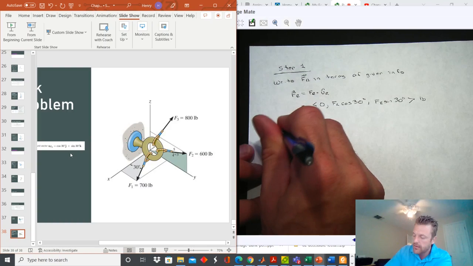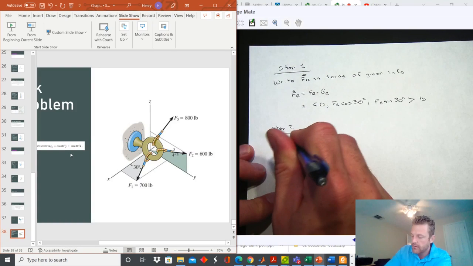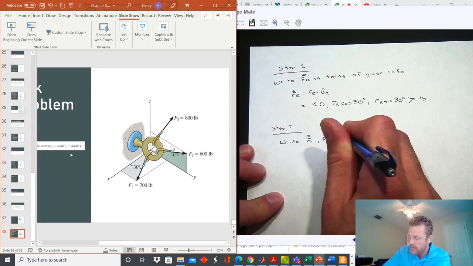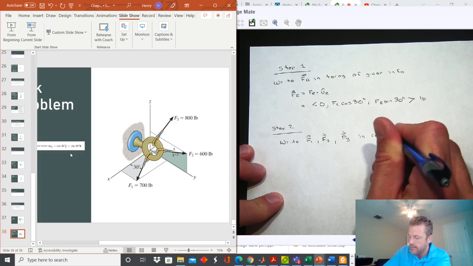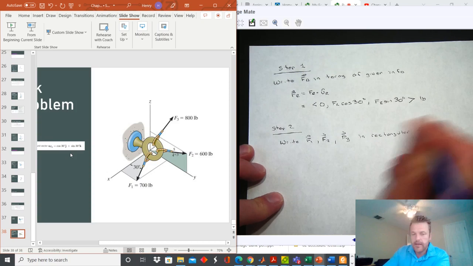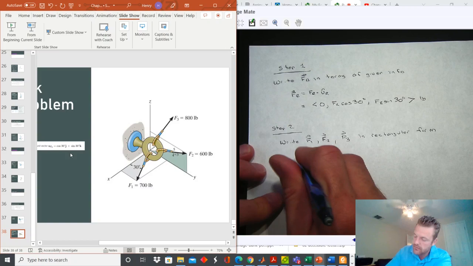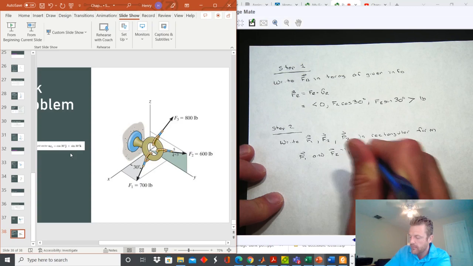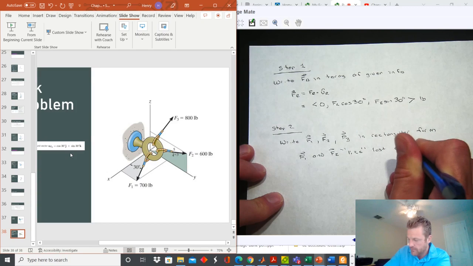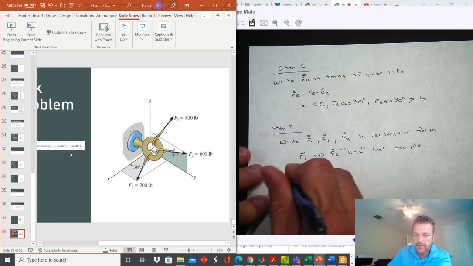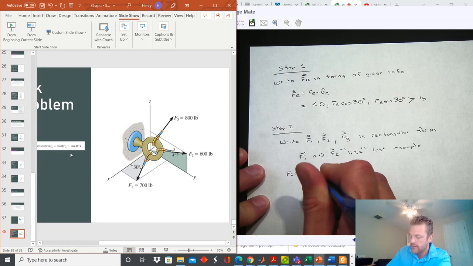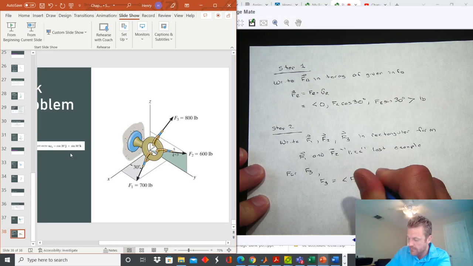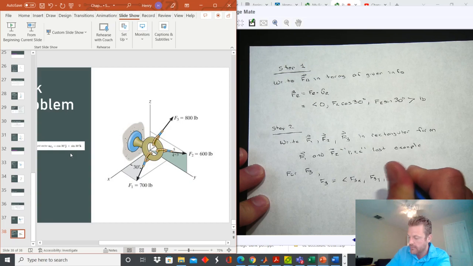Now, what you want to do is step 2. Basically write F1, F2, and F3 in rectangular form. So very similar to what I did above. And for F1 and F2, just do the same thing that we did for the last example. However, for F3, just define F3 as some unknown x component, some unknown y component, and some unknown z component.